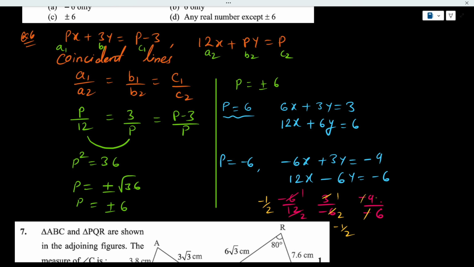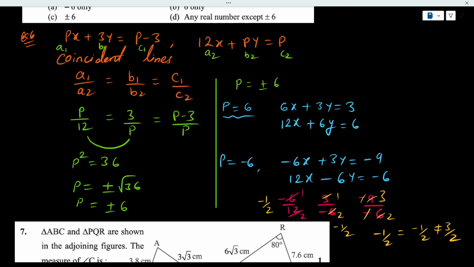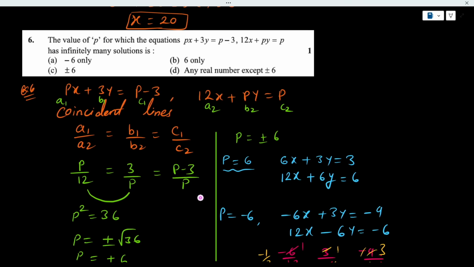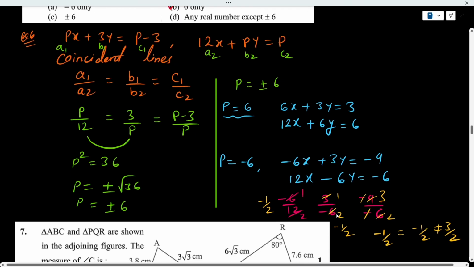So you are getting the first value minus half, second value also minus half. But when you do this, it's becoming positive and it's becoming 3 by 2. So minus half is equal to minus half but not equal to 3 by 2. That means it is not satisfying our condition, a1 by a2 equals b1 by b2 equals c1 by c2. So p equals minus 6 is not the right option. So what is the right option? Only 6. Your option B is the right option, right? So please cross check these kinds of questions carefully so that you don't go wrong here.